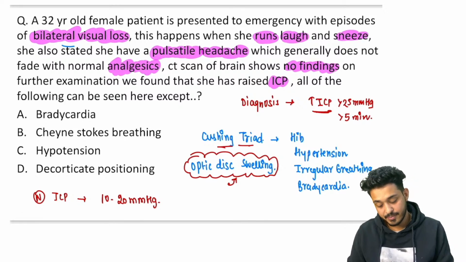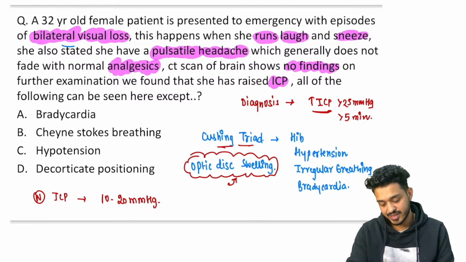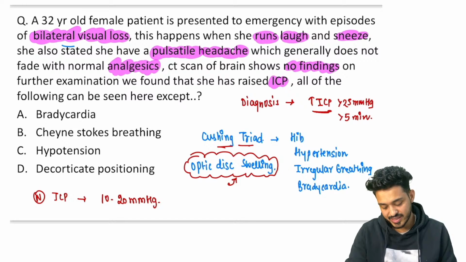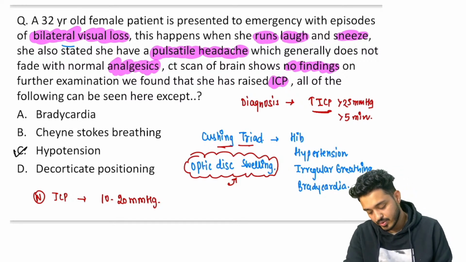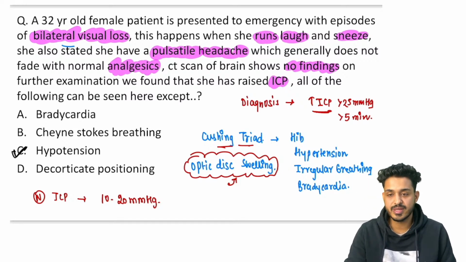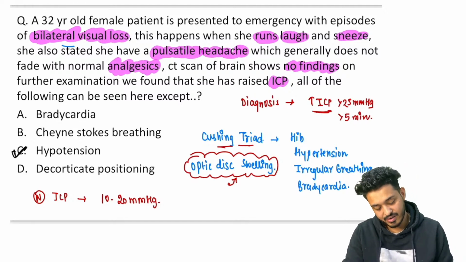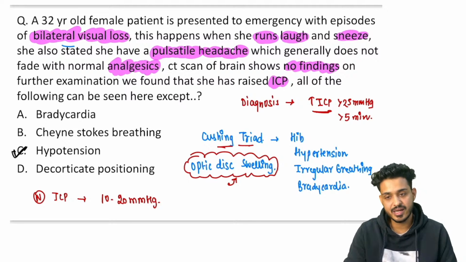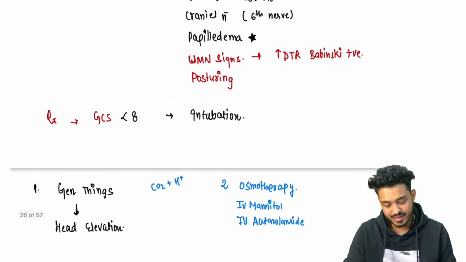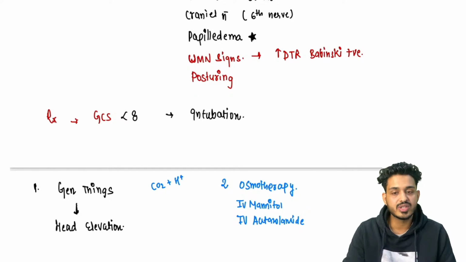ICP, right? So what is not going to be there? Remember, hypotension is not going to be there, right? So hypotension is going to be the odd one out. Bradycardia will be there in the HIB. Bradycardia will be there. Cheyne-Stokes breathing is the irregular breathing pattern that we are having. Decorticate posturing that can happen, right? Decorticate, decerebrate positioning can be there.